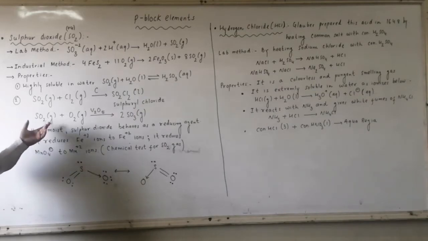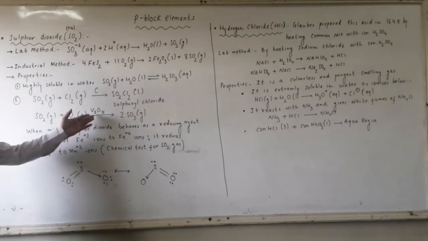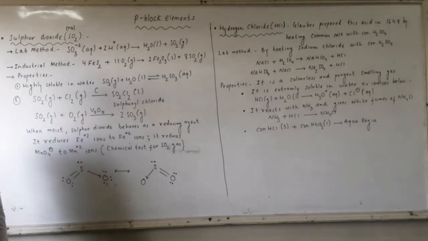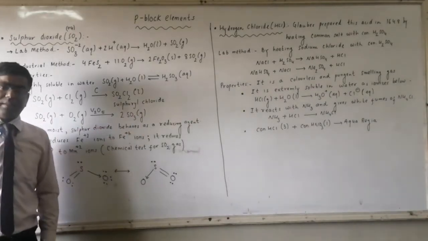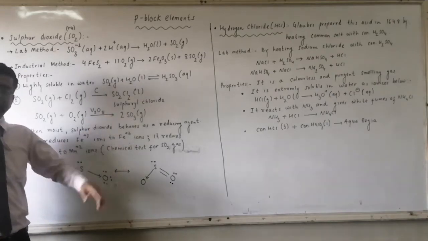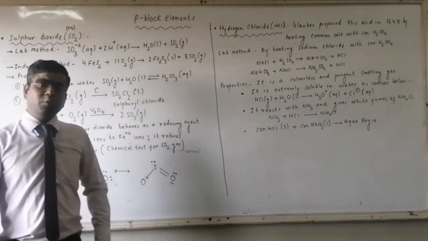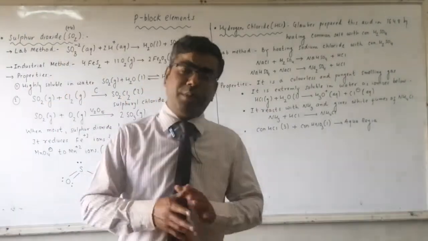Next one is the oxidation of SO2. SO2 when made to react with O2 in presence of vanadium pentoxide as a catalyst. What we call it is divanadium pentoxide. SO2 undergoes oxidation, as a result of which we get SO3 gas. This is the most important step involved in contact process by which sulfuric acid is formed.